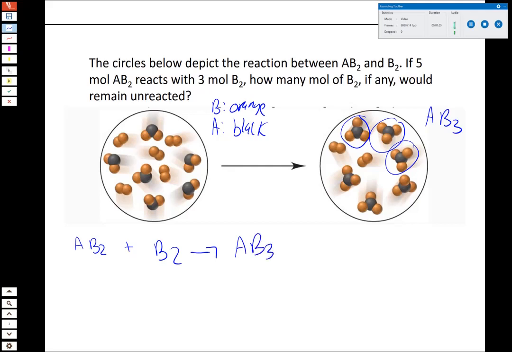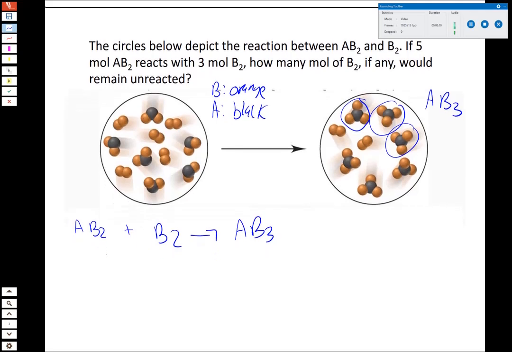So I think in this problem, the tricky part was getting the chemical equation, because again, we didn't give it to you directly. But we have AB2 plus B2 going to AB3. AB3 is our only product formed. And then we just have to do the same steps as last time and figure out which is the limiting reactant.